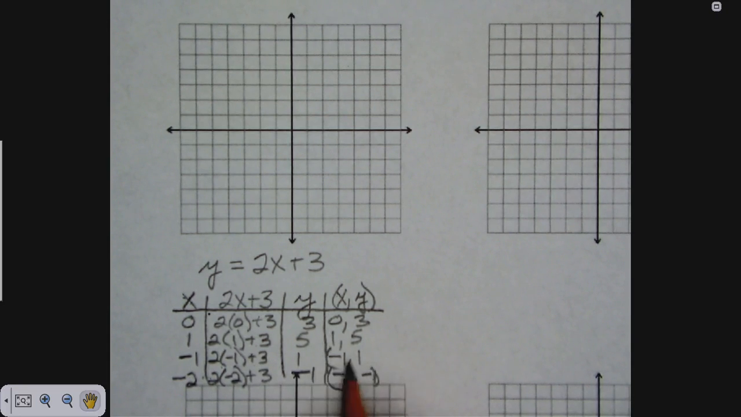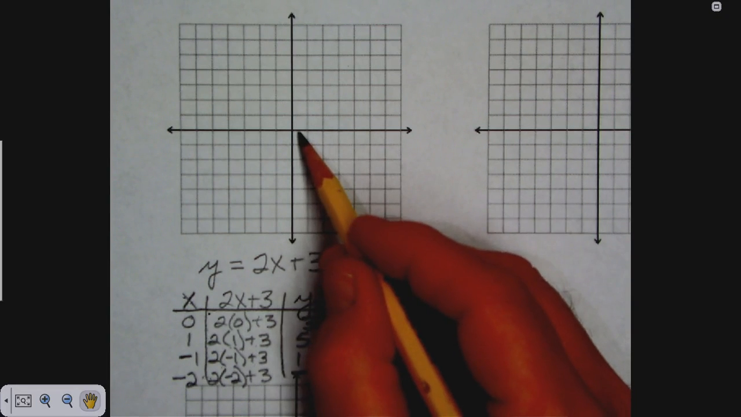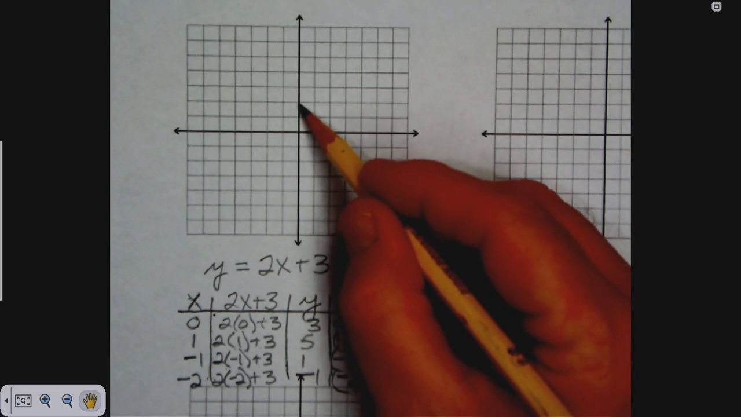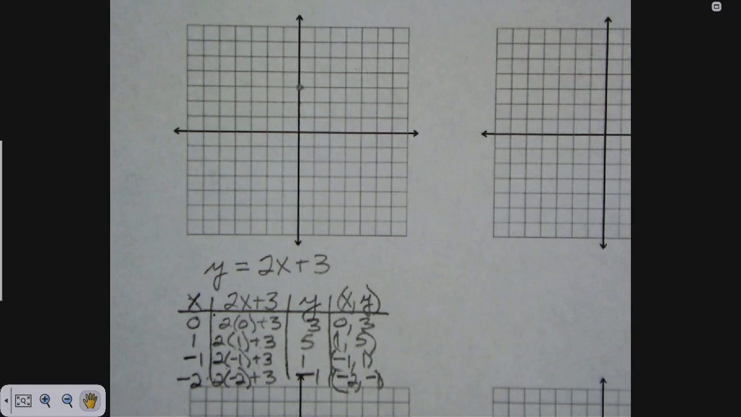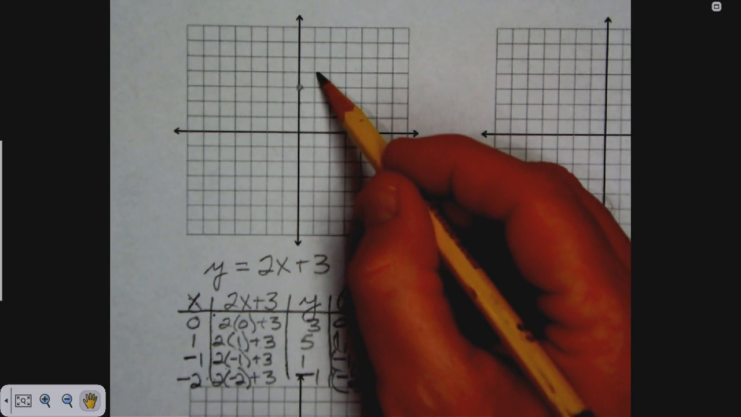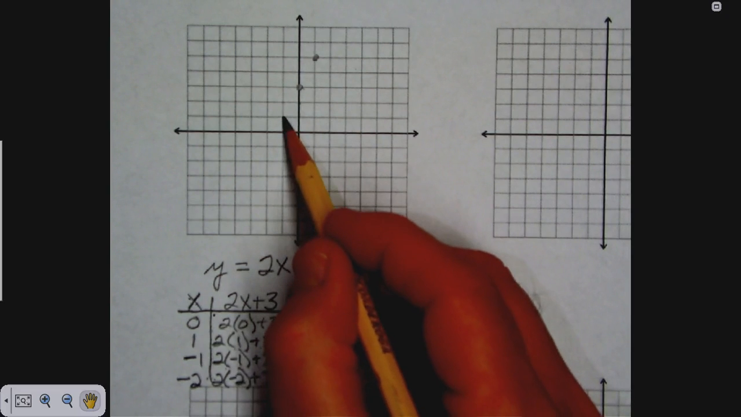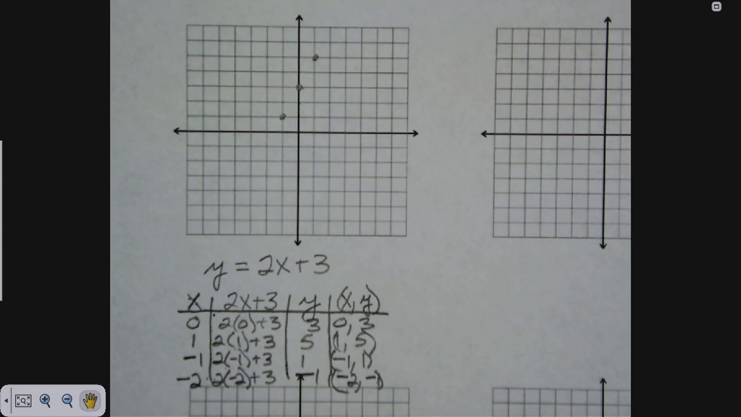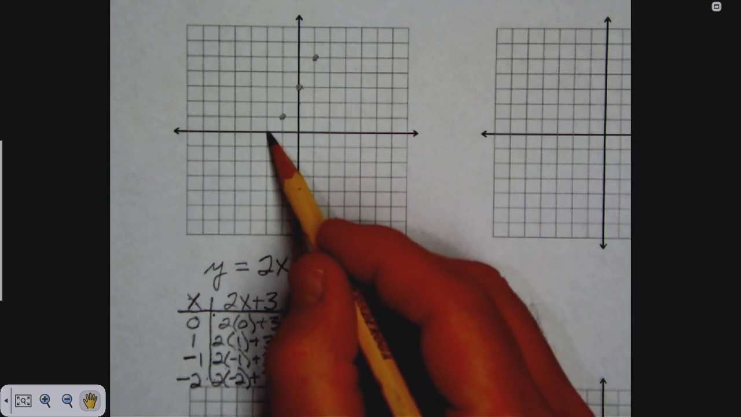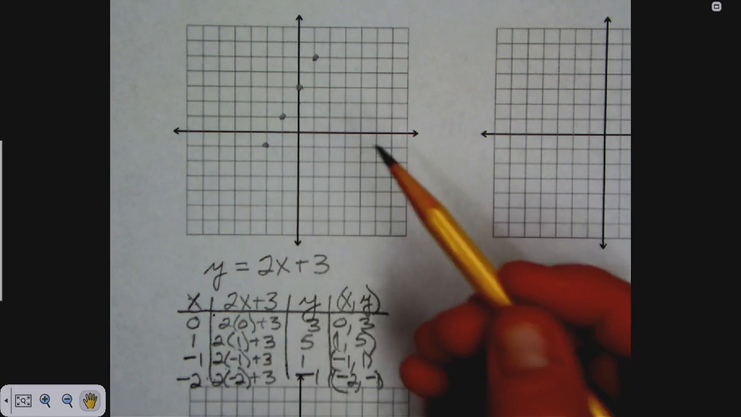So those are my ordered pairs. I'm going to go ahead and graph them up here. So I have (0, 3): 0, then 1, 2, 3. I have (1, 5), so 1, and then 1, 2, 3, 4, 5 on the y-axis. And then I have (-1, 1), and those are lining up as they should. And then I have (-2, -1) right there. It looks like all those should be in line.